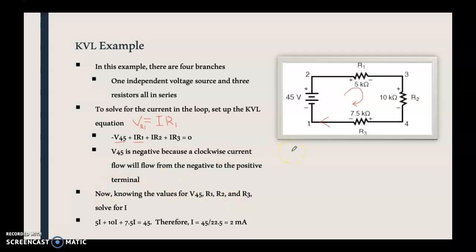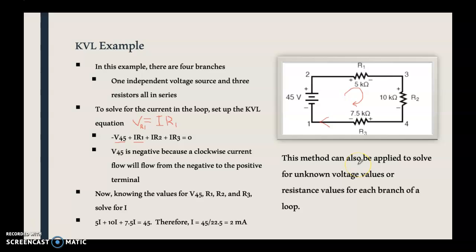So this method can also be applied to solve for unknown voltage values or resistance values for each branch of a loop. So say you knew every resistor and you knew the current, but you wanted to find the resistance, you could find it using similar nodal equations and solve for whatever resistance you want to find. Or if you need to find the voltage source, as long as you know enough information to use your nodal equation, you can solve for almost anything in a simple loop circuit like this.